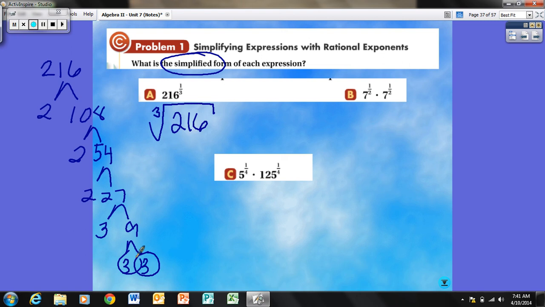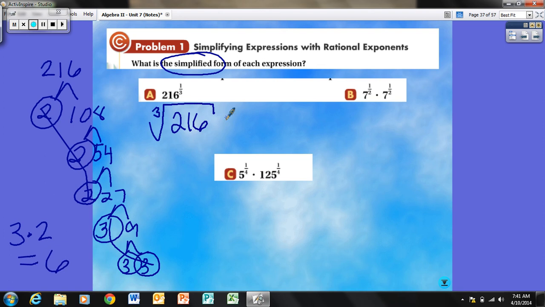So I have 1, 2, 3 3s, and my index is 3, so I'm going to cross those out right at one time. And I have 1, 2, 3 2s, so I'm going to cross those out right at one time. And then there's nothing left over, so nothing goes in the house. So my answer is going to be just 6. So that's how you simplify from a rational exponent.